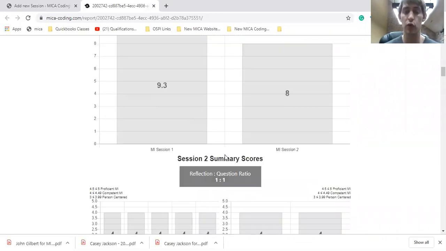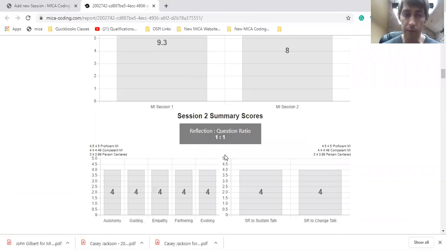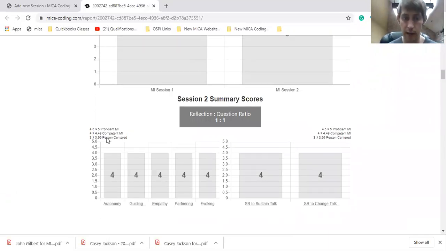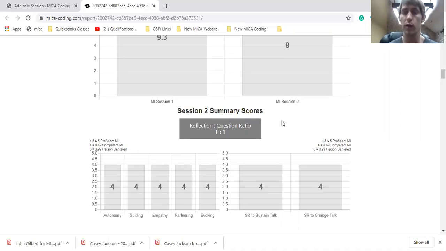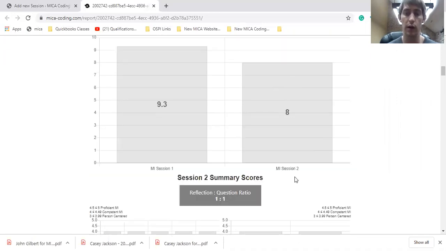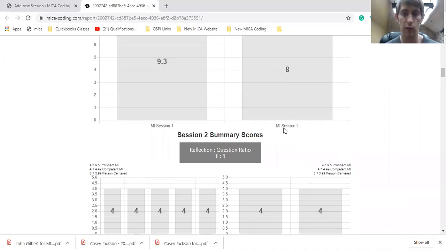And then to see the most recent example of what happened in other areas, specifically autonomy, guiding, empathy, partnering, evoking, you'll see all of these, and these will be your score from the most recent session you've submitted. So this is 4s across the board for the MI session 2. And then you'll see what you got for sustained talk and change talk. And when you add those up and average them, that's how I got the 8 score here, with a competency range score.